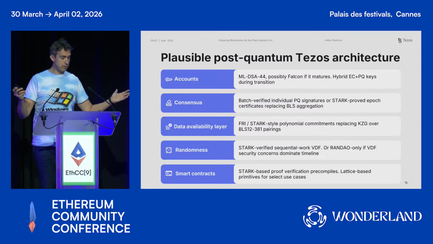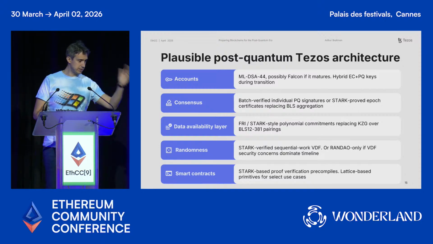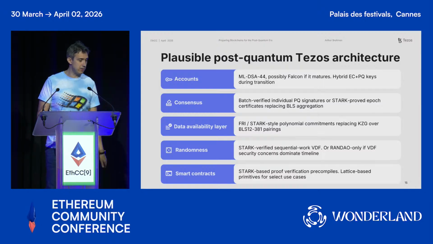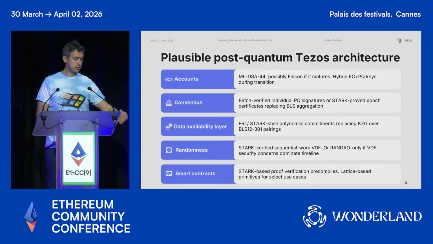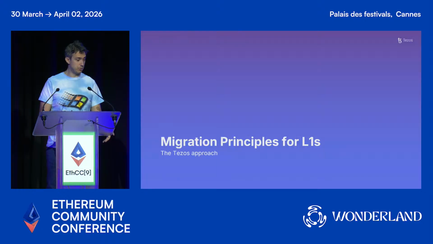So, plausible post-quantum architecture. Here we go. Accounts migrate right now, and then if Falcon matures, go to Falcon. And then we have these different replacements, mostly based on Starks for a lot of the protocol math.